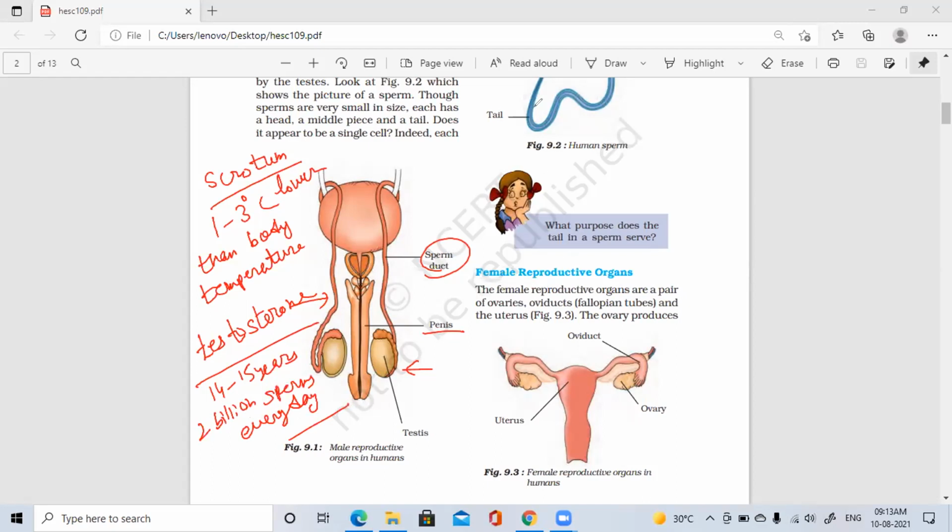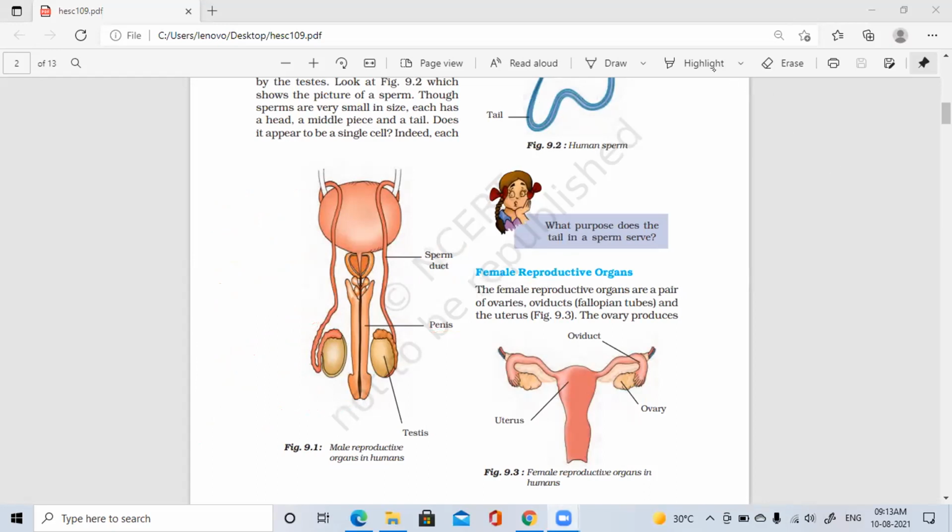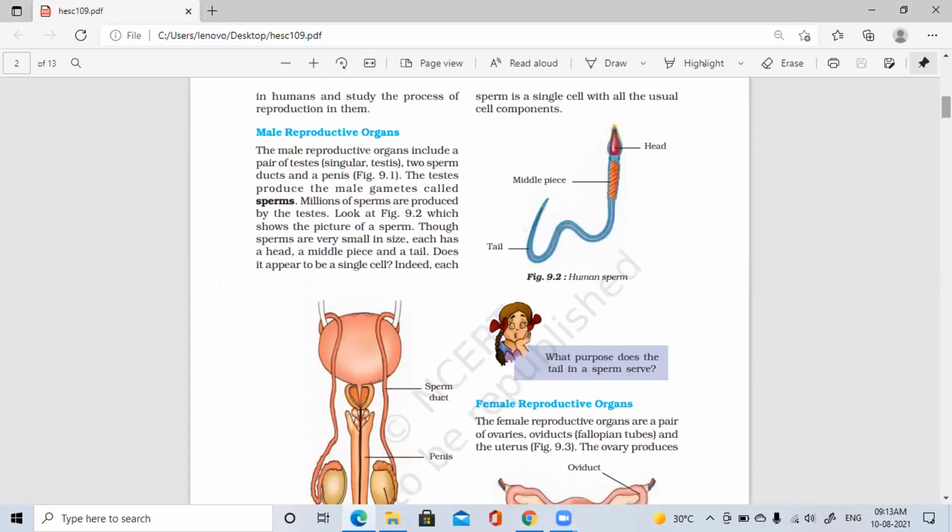Right? Now you can see the structure of this sperm. You can see here the tail is present. What is the function of this tail? It helps in locomotion. Locomotion means movement. This tail will help in locomotion. Right? Okay.